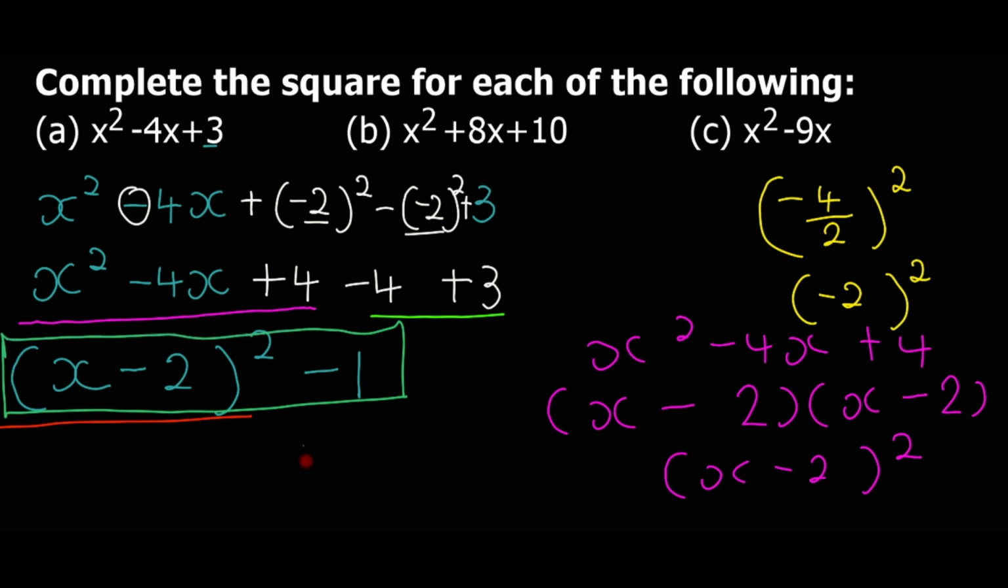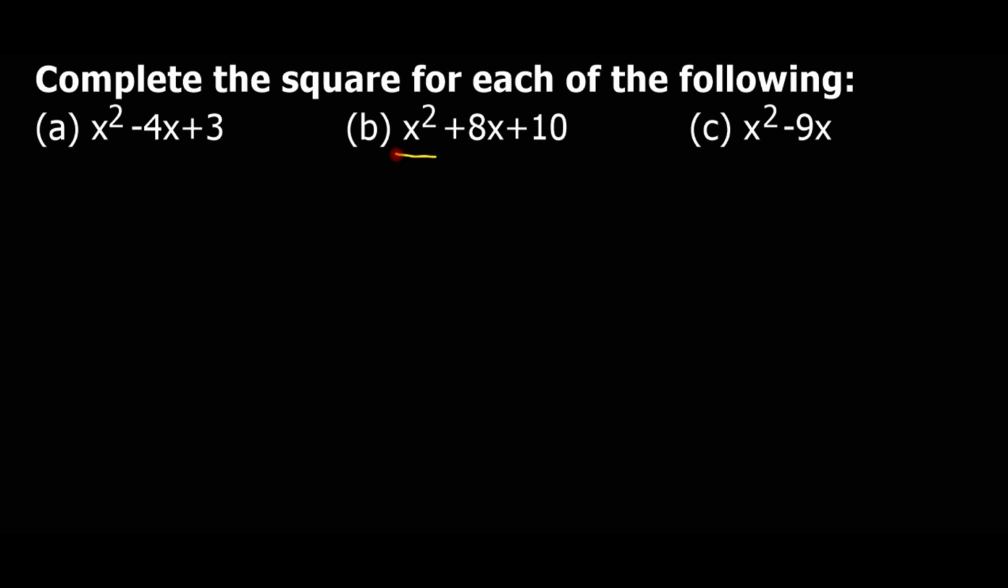You can see that now we have written it in the form of (x minus p) all squared plus q. So this is our answer, and then let's look at the next one. Let's see this one. You can see that this one is already in the standard form, and the coefficient of x squared is 1. So we can now start to complete the square. We write x squared plus 8x, and then leave a space and write positive 10.